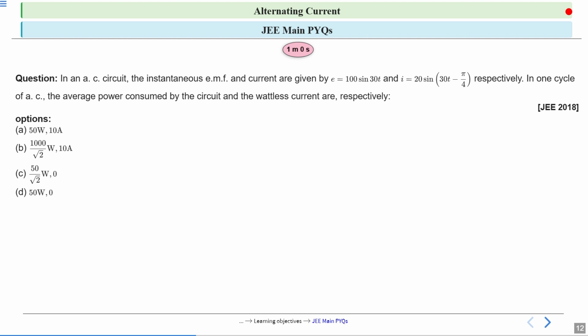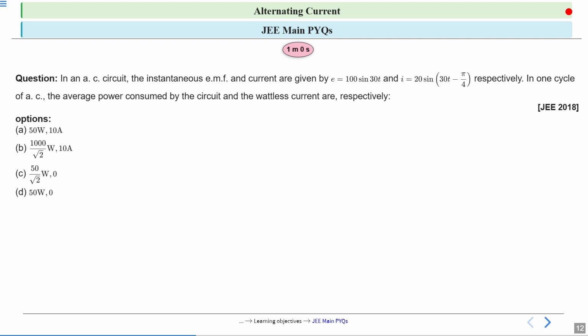So you have to compare it to the standard forms for an LCR circuit. The expressions of voltage and current are given for an LCR circuit: I equal to Im sin(omega t plus phi) and V equal to Vm sin omega t. So you have to compare to those standard forms.